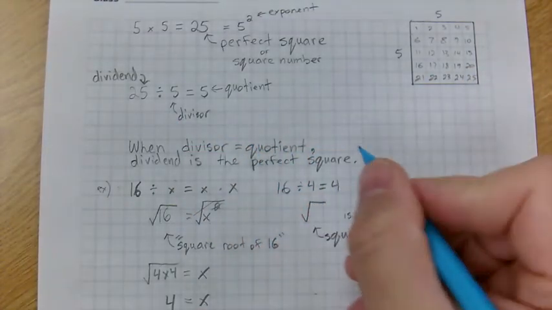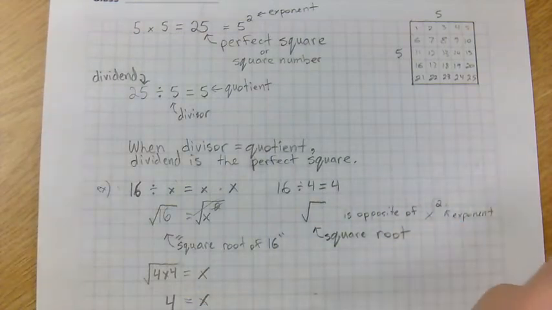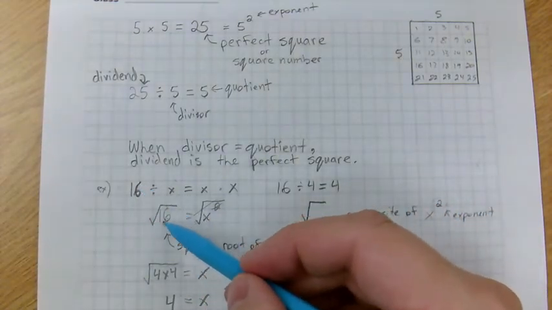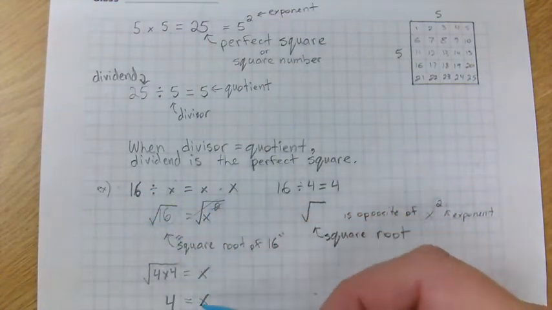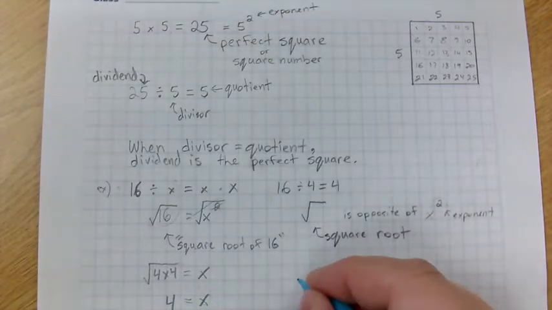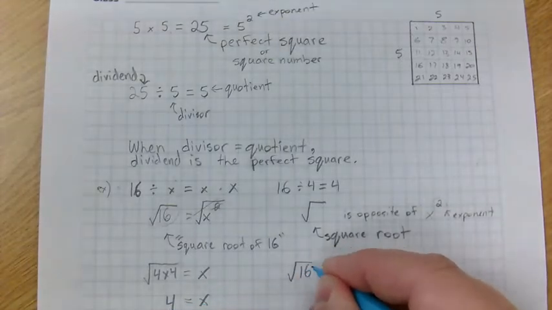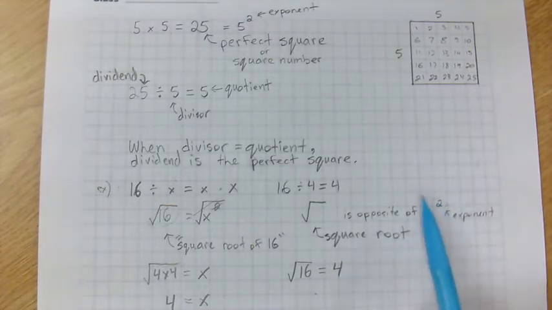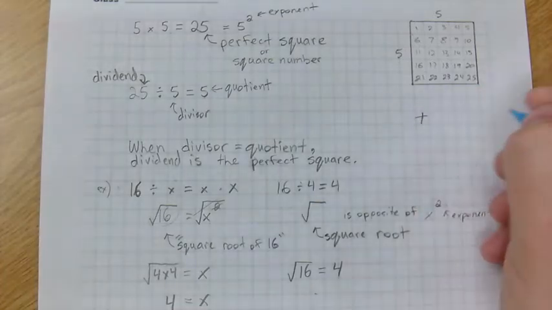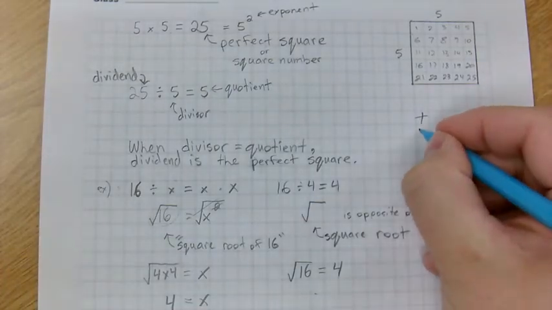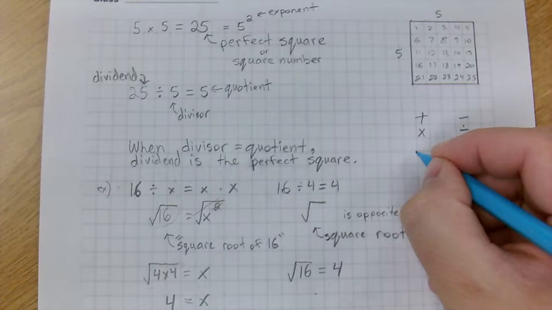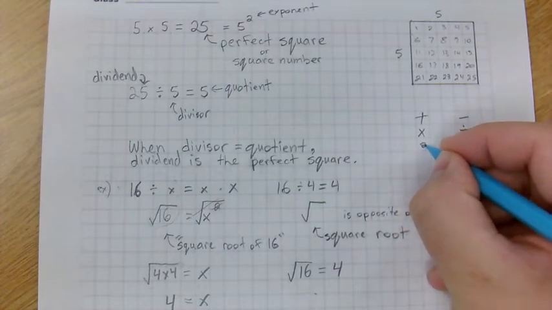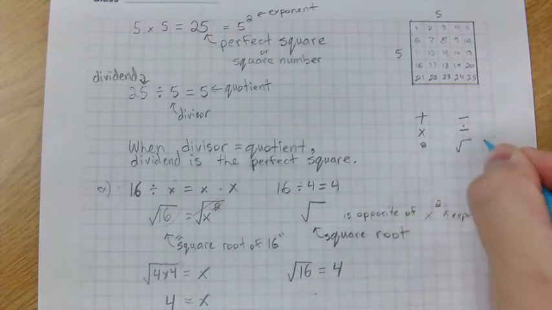So what is the square root of 16? The square root of 16 equals 4. I'll just write this in here. Square root of 16 equals 4. So to square something is the opposite of square rooting. These are opposites, just like adding and subtraction are opposites, multiplying and dividing are opposites, squaring and square rooting are opposites.